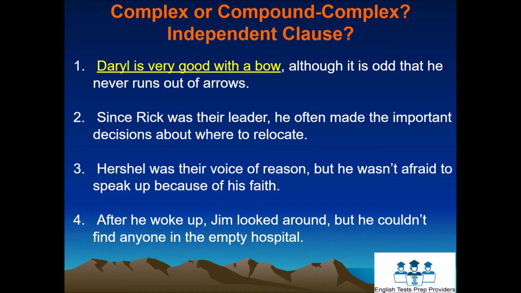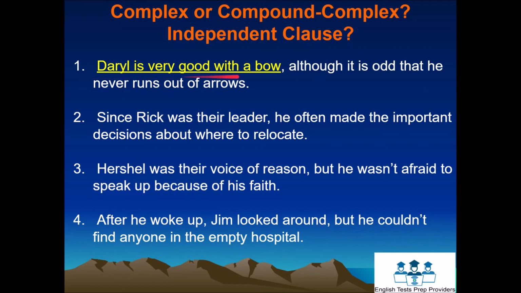Okay, so this is a complex sentence because it has only one complete sentence or independent clause. All right, this is also the answer. So this is also an independent clause. Okay, although is our subordinator, so this clause is our dependent. So this sentence has one independent clause and one dependent. Therefore, this is a complex structure or sentence.